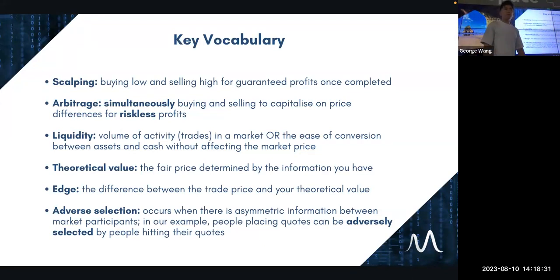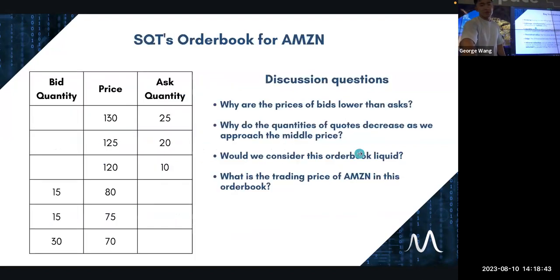Okay. So does everybody get those examples? So the main difference is that arbitrage is simultaneous. And yeah, I'll just keep going with the terms. So liquidity, like liquidity was in the last question, right? Do we consider this order book liquid?